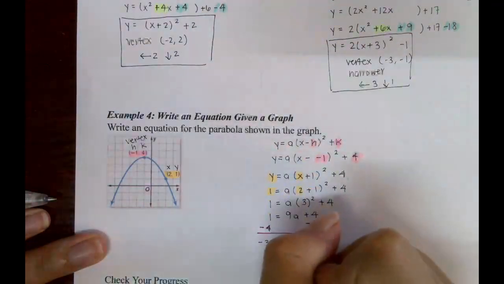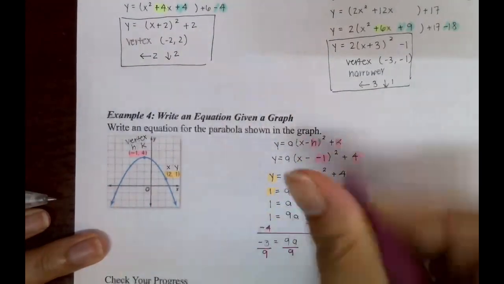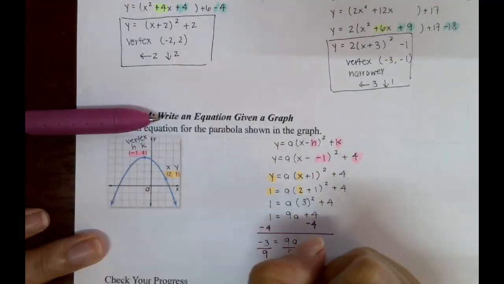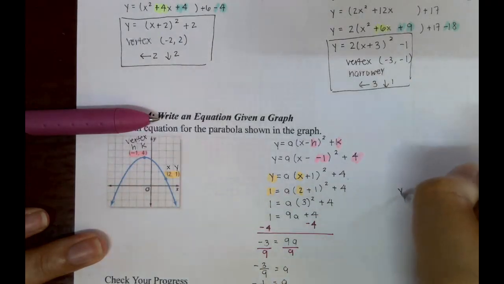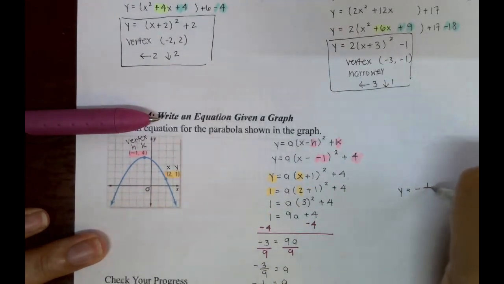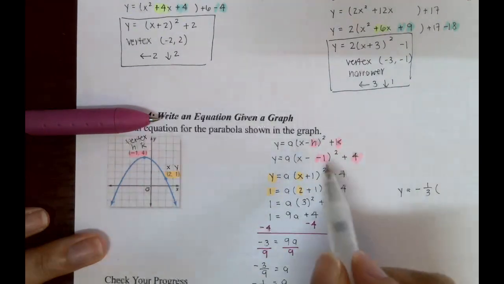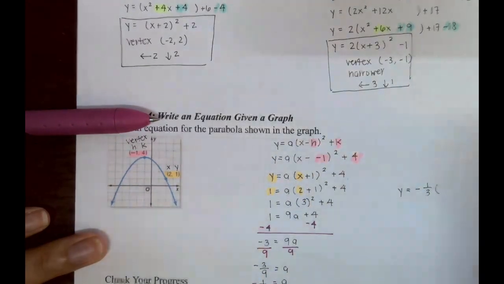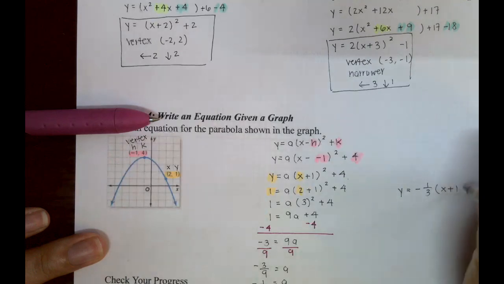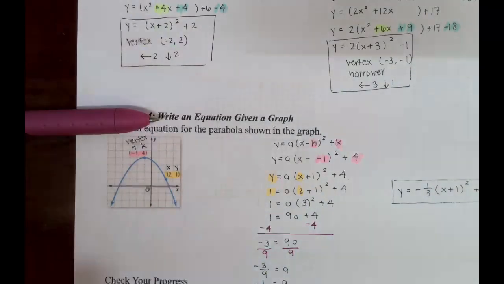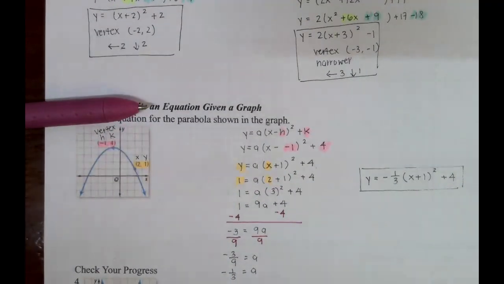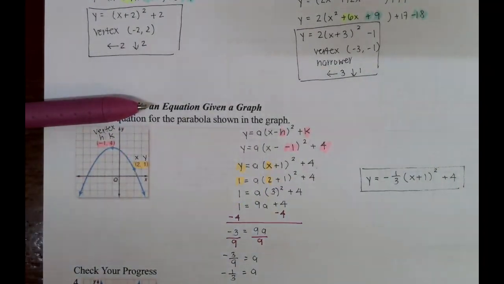And then get rid of the times 9 by dividing by 9. So this gives me -3/9 is a, or -1/3. Okay. So then I have y equals, a is now -1/3. H, again, is -1, so minus a -1, so that's why it's x plus 1 squared, and then plus 4 from my k. And there you go. Okay. So why don't you try CYP4, and once you're done, come check your answer.